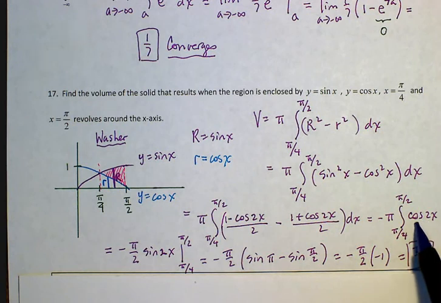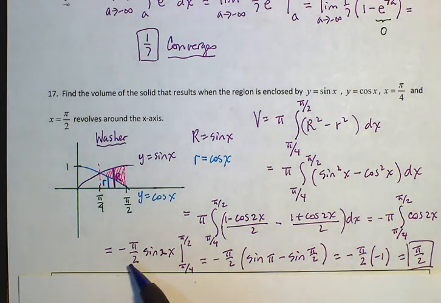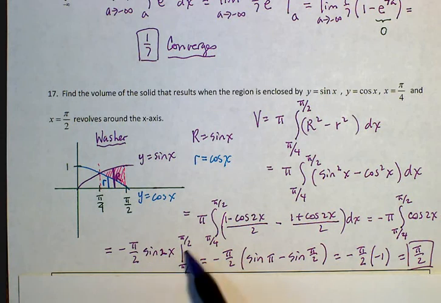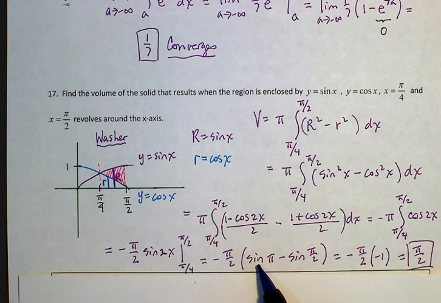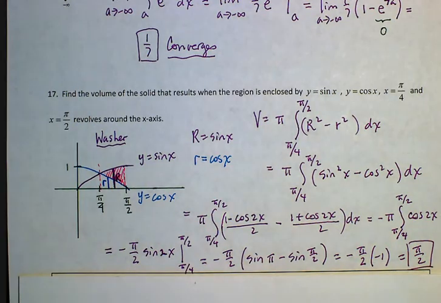Okay, so I integrate that and I get the integral of cosine of 2x is 1/2 sine of 2x, and then I multiply that by negative pi. I'm going to integrate it from pi over 4 to pi over 2. So I'll factor out a negative pi over 2. When I put in pi over 2 for x, I get sine of pi minus sine of pi over 2. Sine of pi is 0, and sine of pi over 2 is 1. So I get negative pi over 2 times a negative 1, and they're both negative. So the overall answer is pi over 2.